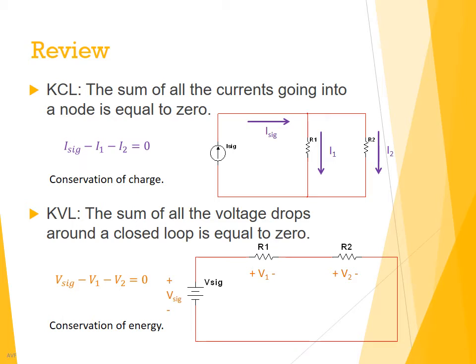KCL is the current flow expression of conservation of charge and states that the sum of all the currents going into a node is equal to 0. KVL is the voltage expression of conservation of energy and states that the sum of all voltage drops around a closed loop is equal to 0.